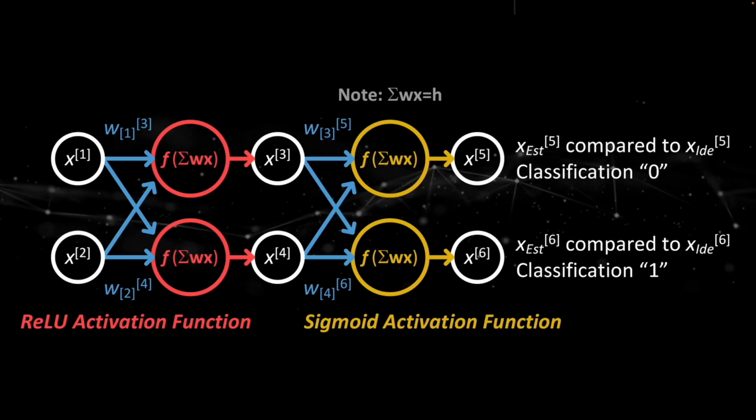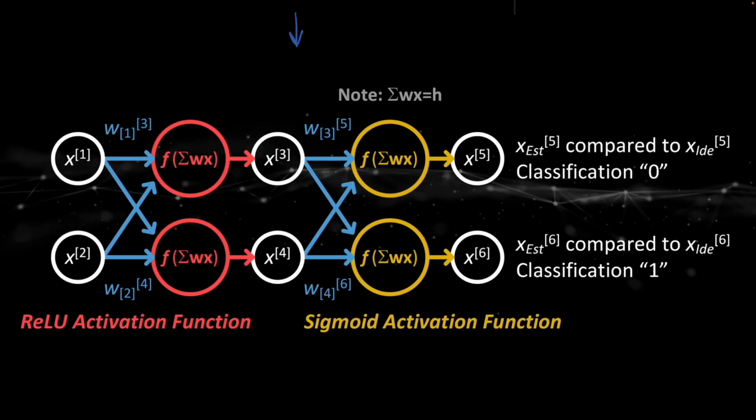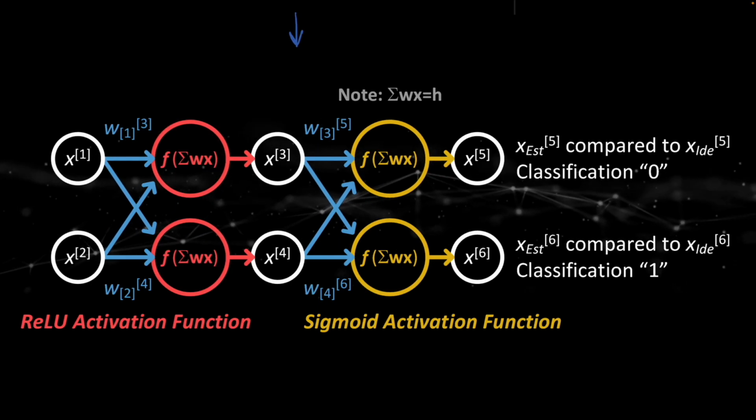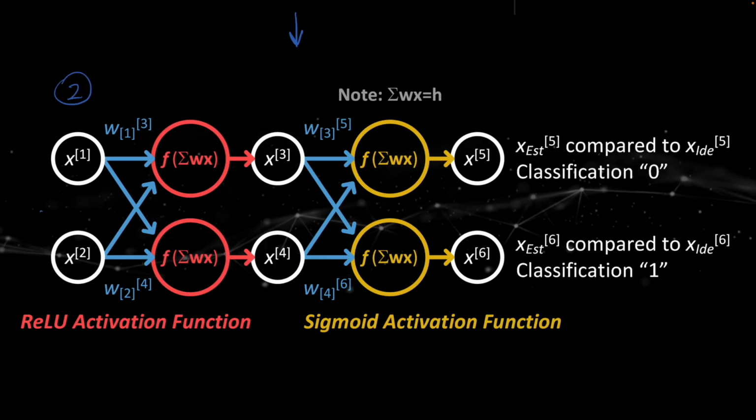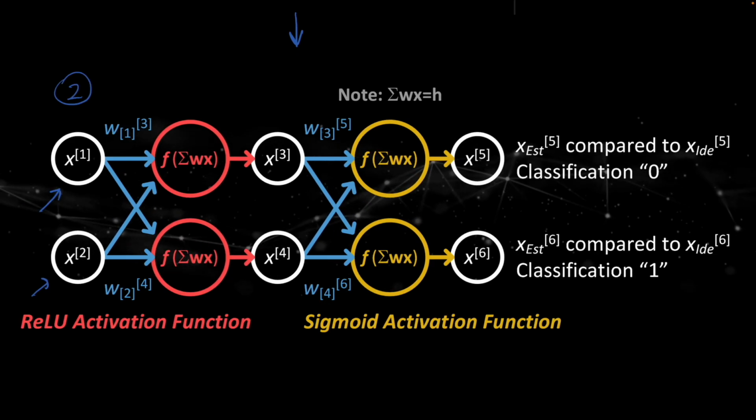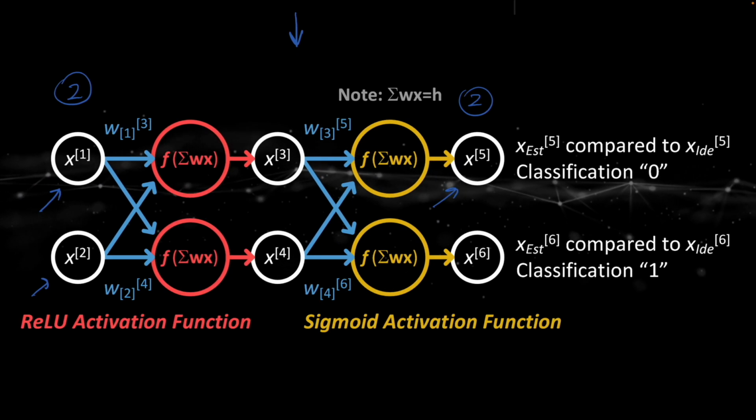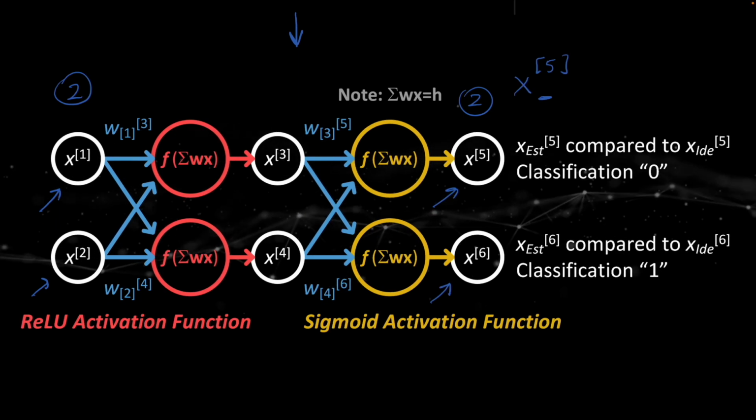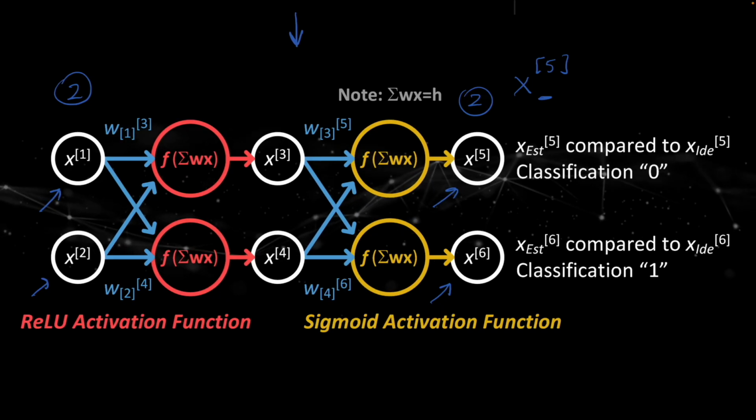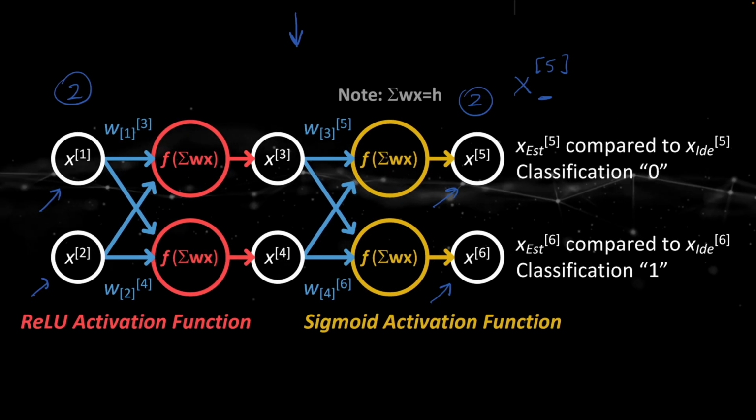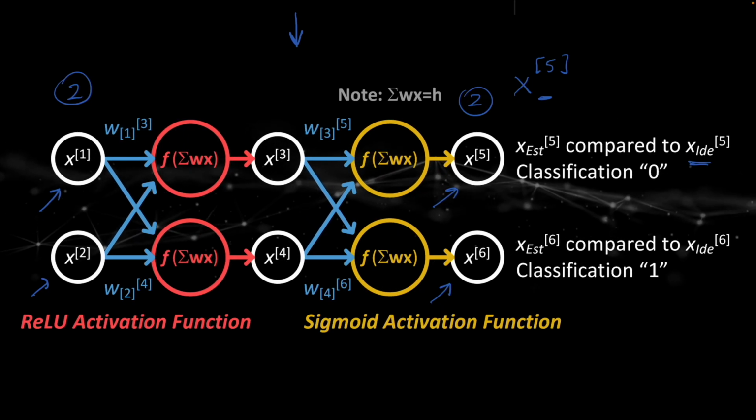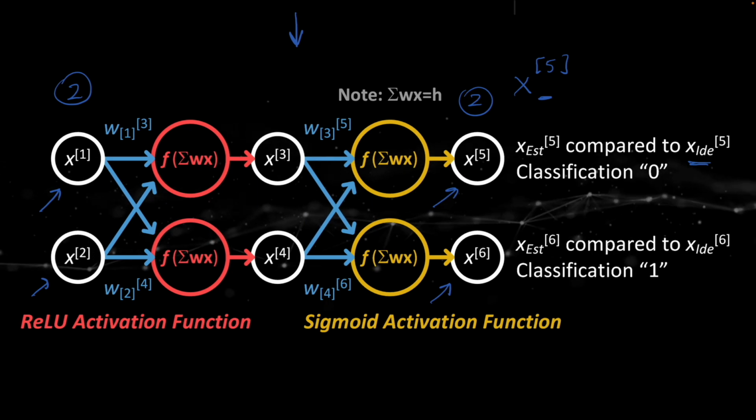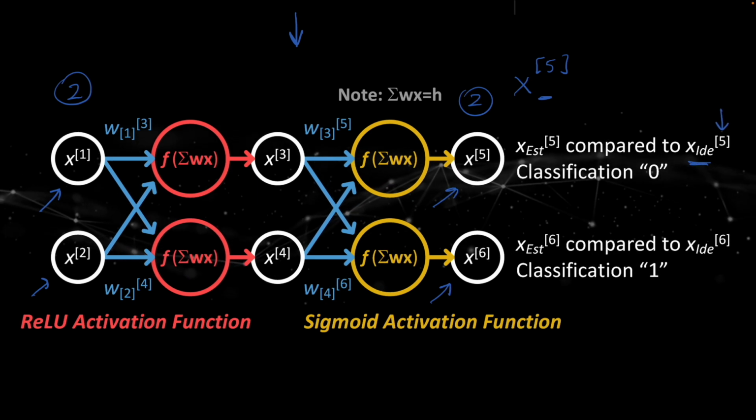As such, it employs the same example, the same neural network model shown here, as well as the same training data. It accepts two inputs referred to as x1 and x2, and generates two outputs referred to as x5 and x6. X superscript 5 with no subscript refers to the calculated or estimated value of this output as generated by the neural network. Its corresponding ideal value is represented by x subscript IDE with the same superscript.